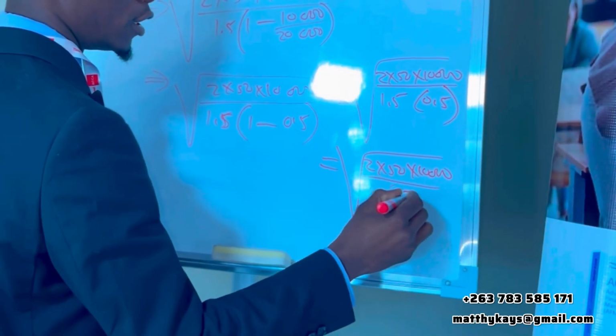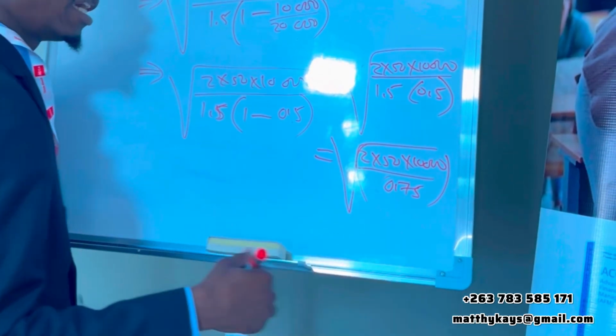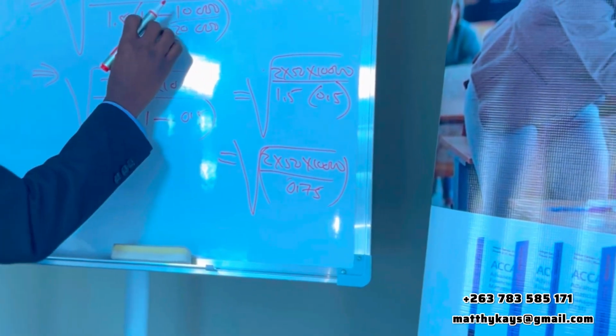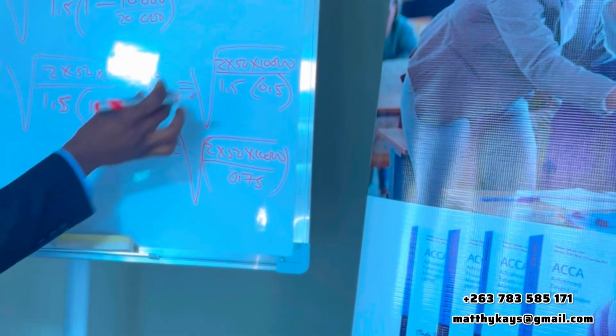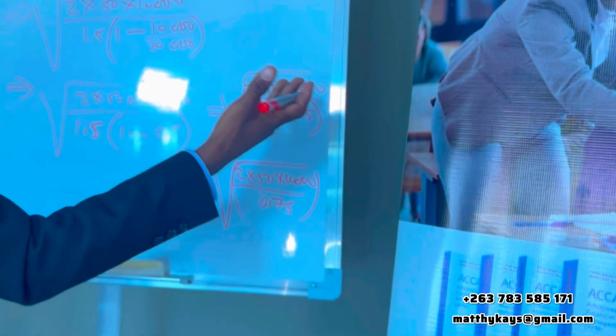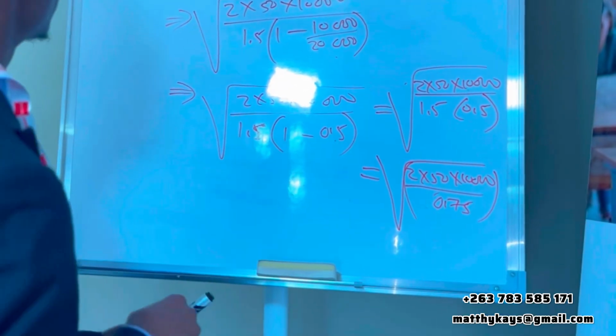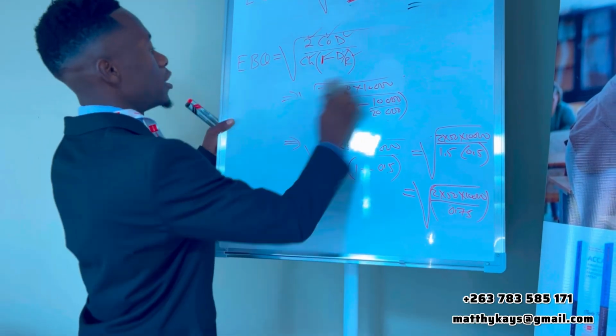If you continue solving this 2 by 50 by 10,000 over, if you multiply this, that will be 0.75. Now on the adding machine, if you do the number crunching, you get the right answer. Because what we did here, we solved what is in the bracket first and removed the negative sign. Now multiplication and division is all the same. You still get the right answer. So this is economic order quantity and economic batch quantity.